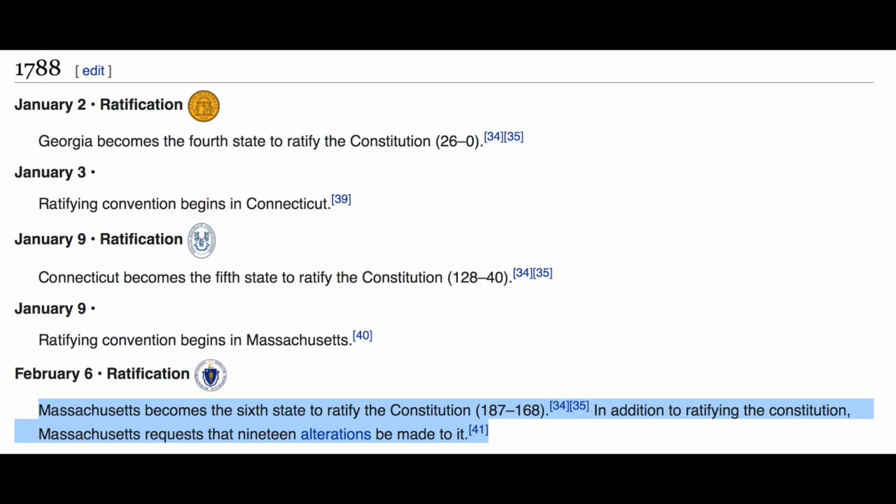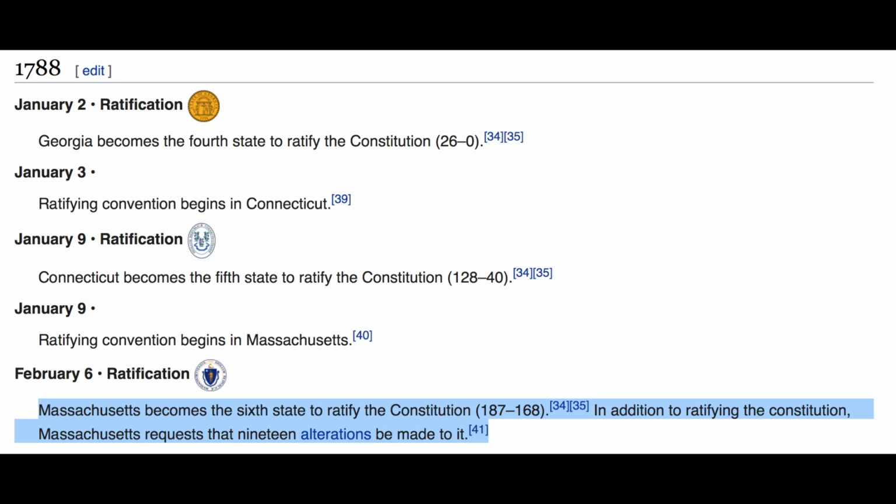And the reason why they even ratified is because, as you can see here, in addition to ratifying the Constitution, Massachusetts requests that 19 alterations be made to the Constitution. We can actually conclude, and we're going to see evidence of this, that the only reason the ratification was approved in Massachusetts is because a lot of people were swayed by being led to believe that the Constitution would be altered. Basically they were saying, okay, we're going to ratify, but under this condition that some alterations be made. And we're going to find evidence of this later on in this video.